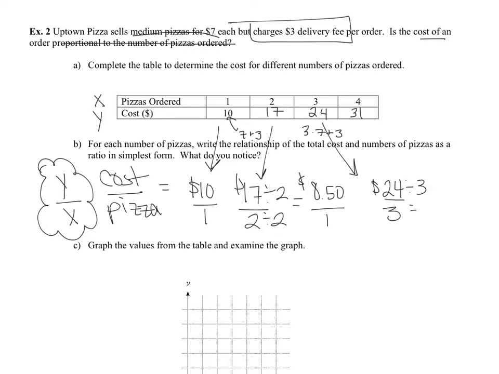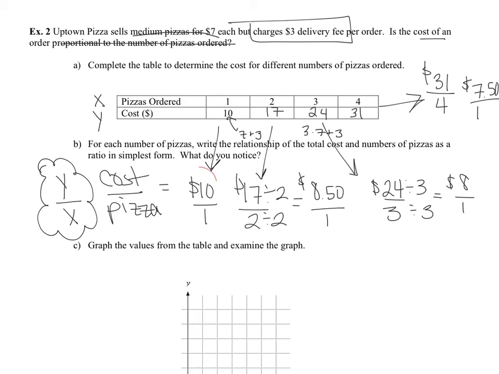Simplify that to find our unit price, and I get $8 for 1 pizza. And then lastly, if I take my $31 for 4 pizzas and divide that out, then it would be something different. I can't do this in my head. It would be $7.75, I think, for 1 pizza. Okay, that's a big difference there.